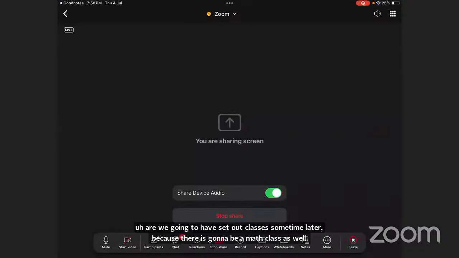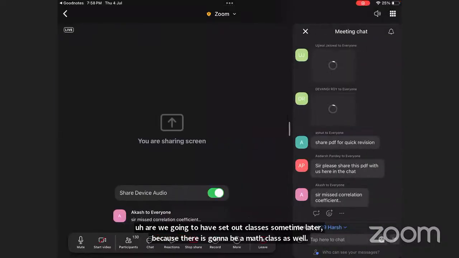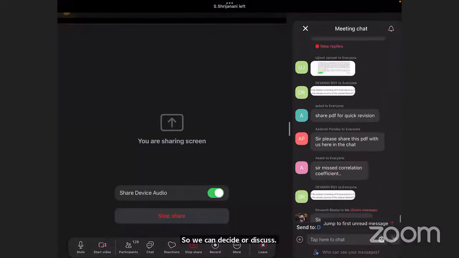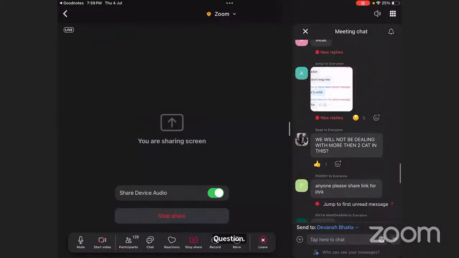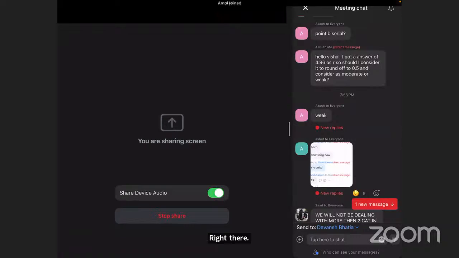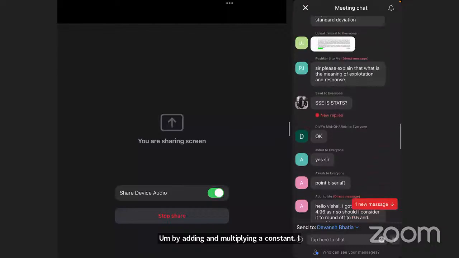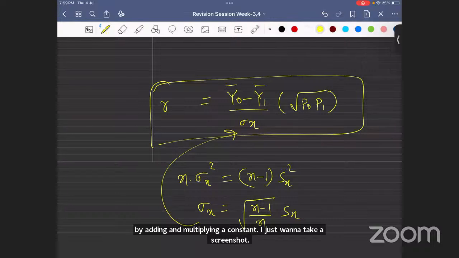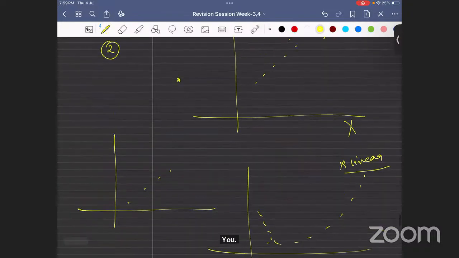So I guess one more session, I don't know whether it has been scheduled. One more session is there. Sir, we can decide or discuss the question in that session. So could you share the slide where you show the impact of adding and multiplying a constant? I just want to take a screenshot. Which slide? Where you are showing the impact when you add or multiply a constant. You created a table. It's a table.